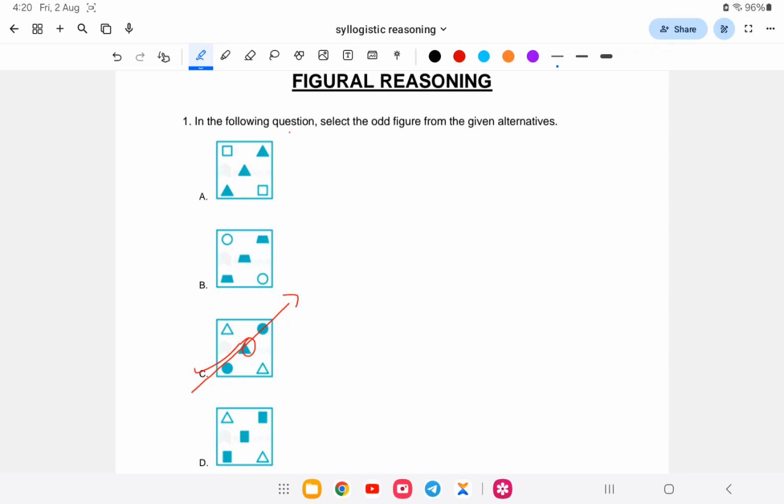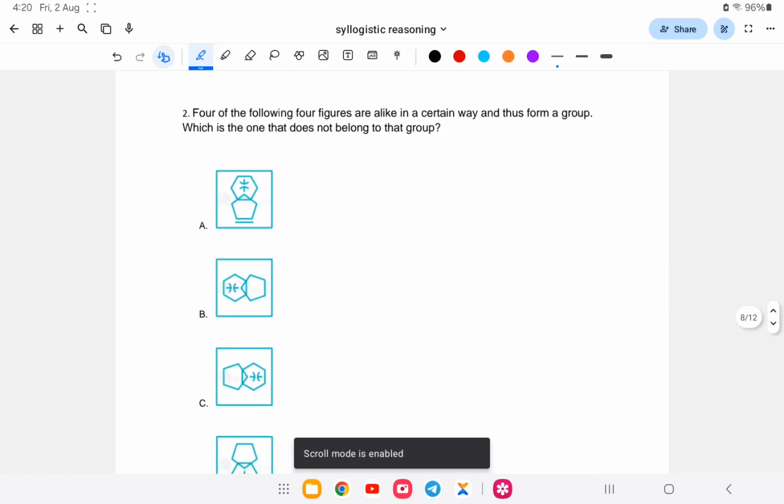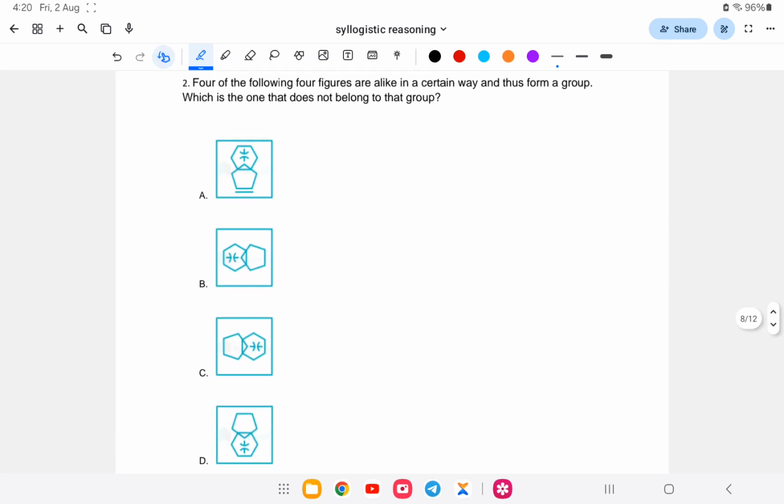So got it. Let us go to the next question. Four of the following four figures are alike in a certain way and thus form a group. Which one does not form a group?